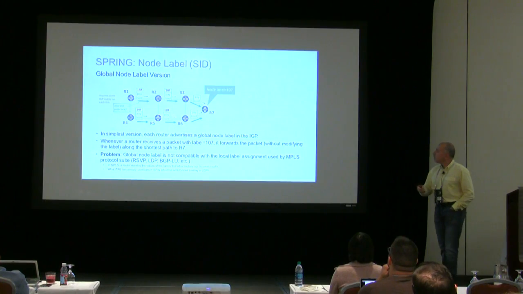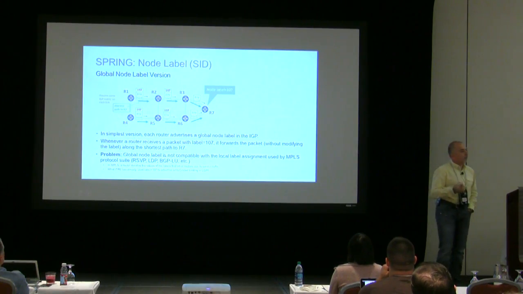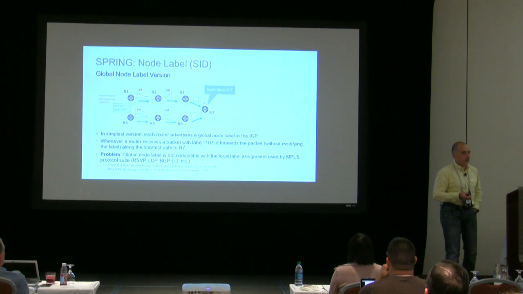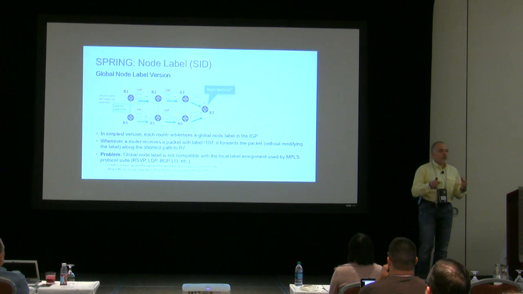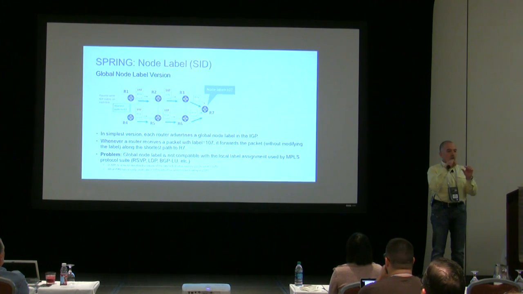So, node segment: the idea is that each node in a segment routing network will announce a segment that everybody can use to reach that node, regardless of the topology. In other words, R7 is going to say, I shall be known by 107 throughout this network. And then everybody, R1, R4, whatever, all they need to do is put a packet with 107 on top and nothing else, and everybody should be able to forward that packet to router 7.